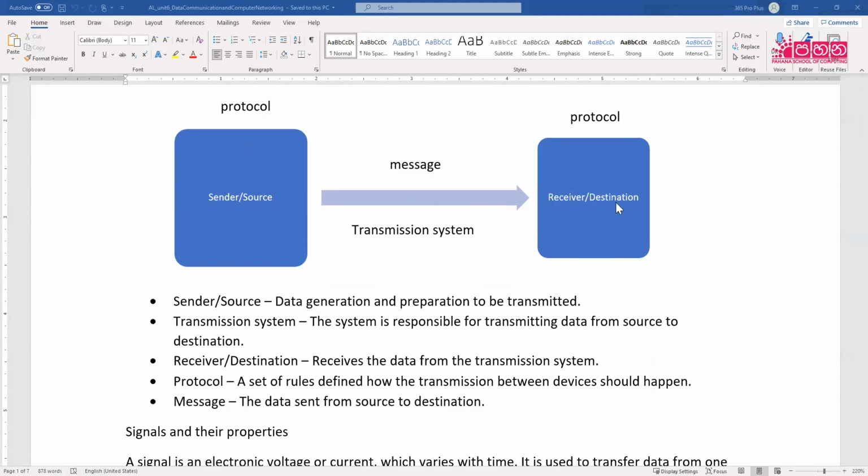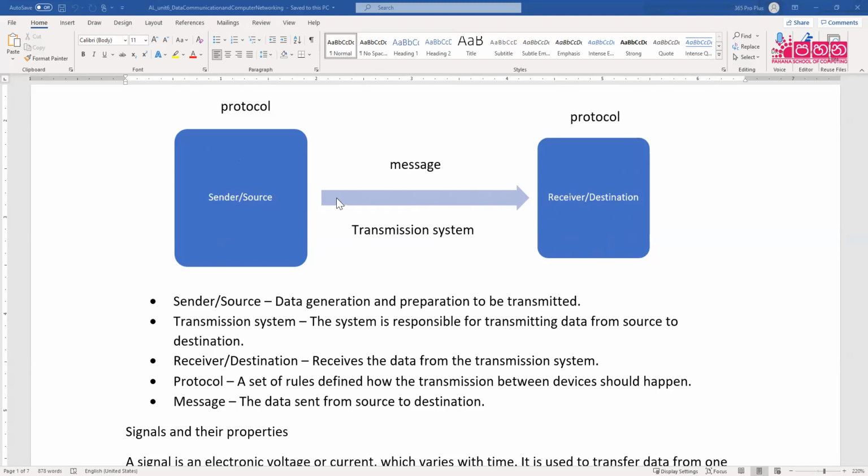Now, let's say you are taking a phone call to your friend. The sender is you and the receiver is your friend. The system is that you are using a telephone system, right? Let's assume that is a wired connection like telecom. If that is the case, that will be the transmission system.